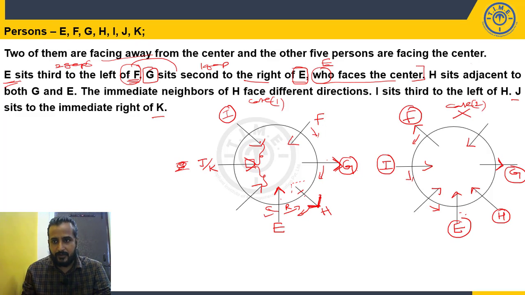Clear? Now what we know is that J sits immediate right of K. See, if I take K here, the immediate right will become E. But J has to be immediate right of K. So this will be K and this will be J, so J sits immediate right of K as K is facing the center. That's it.